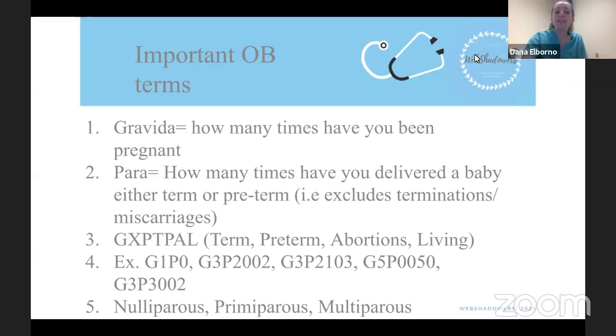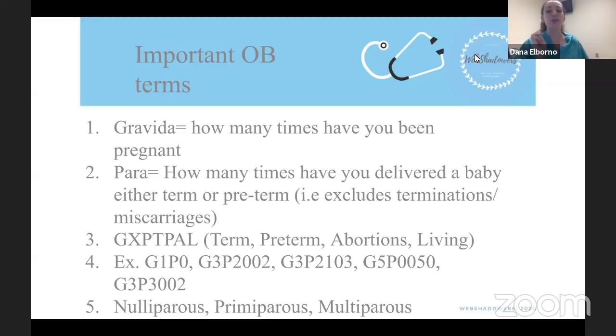So to give you an example of how we present these patients, it gets even more complicated when we're explaining the types of deliveries that a patient has. A mnemonic that we use to describe this is TPAL: term, preterm, abortions, and living babies. If I say a G1 P0, that's a patient who's pregnant now for the first time and has not yet delivered any babies.